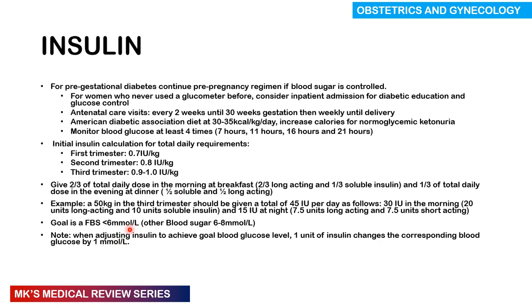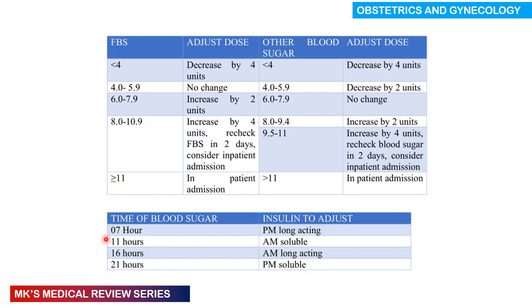Then when you're adjusting the insulin, you want to achieve these blood glucose levels. Remember that 1 unit of insulin is going to be changing the blood glucose by approximately 1 millimole per liter. So this is how we do the changes. Here on this column is your fasting blood glucose, and here you have your random blood glucose. If it's less than 4, we decrease the insulin by 4 units, because you can tip this patient into hypoglycemia.